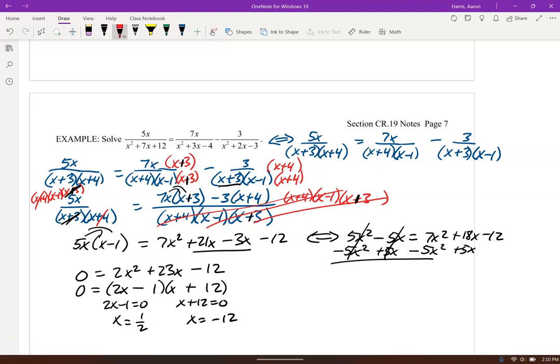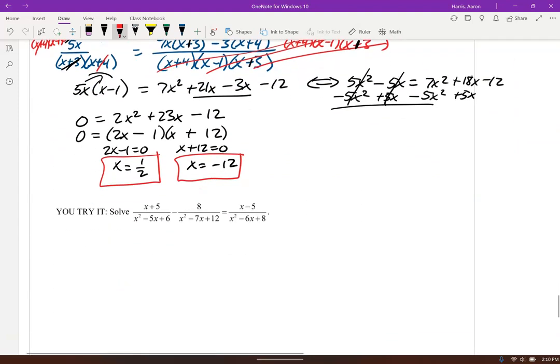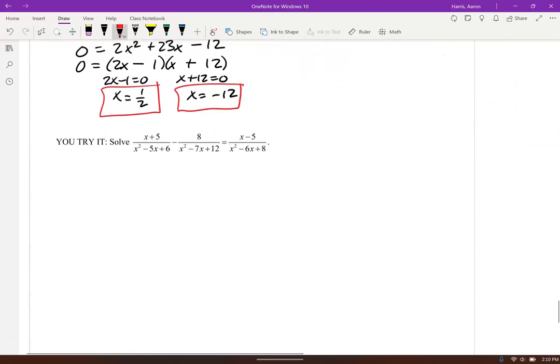I go ahead and look into the original. I can't have negative 3. I can't have negative 4. Can't have 1. Negative 3, 1. So it looks like these are fine. None of these cause a division by 0. So those are fine. All right, this last one, go ahead and try that, and you can compare answers on this one.